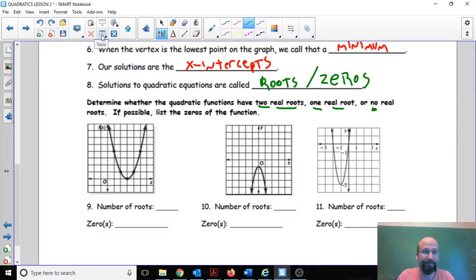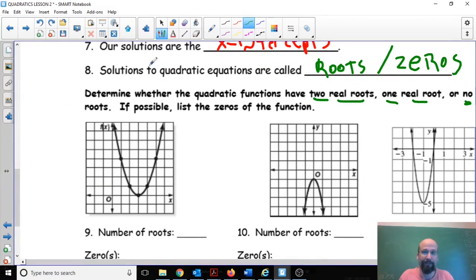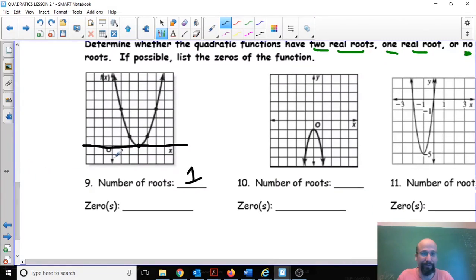So I'm going to zoom in a little bit just to make sure everybody can see. So here's our x-axis, right here. And here's our parabola. And it only touches at one point. It only touches the x-axis at this point. So then that means there's only one root. There's only one solution because it only crossed at that point. The solution is 3. Right, because this is 1, 2, 3. As an ordered pair, it would be (3, 0). That's what that point is.